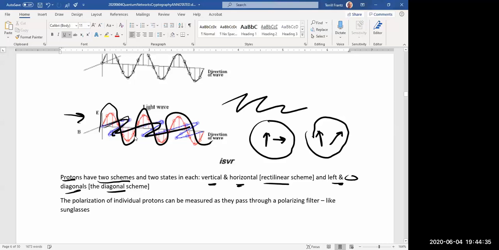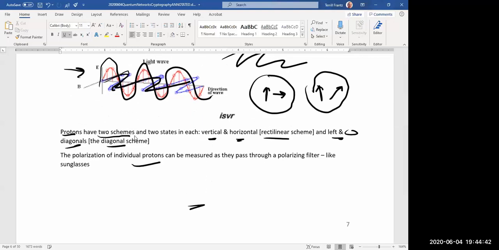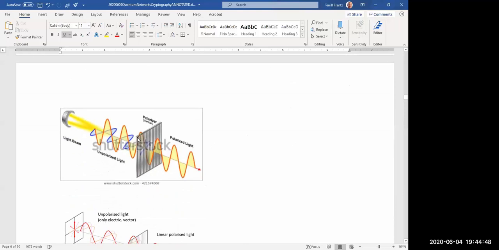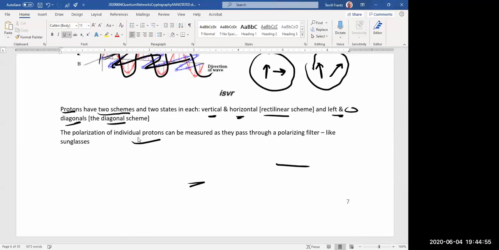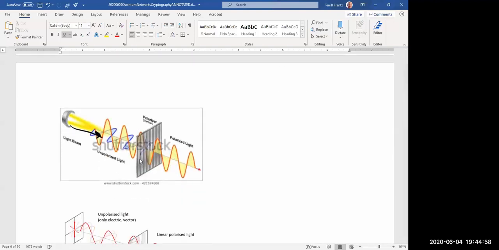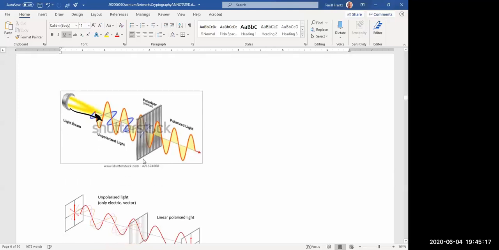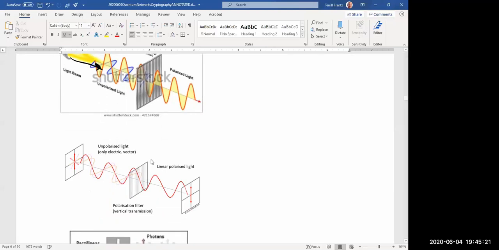So you can measure the polarization by having light go through a polarizing filter, which is essentially what your sunglasses are. So think of it as light going through in these two different schemes. And if I had a filter here, notice that it's up and down. So only the up and down light will come through. The light going in the other scheme will not get through that. Notice that, see, the blue does not get through. And this is essentially roughly how your sunglasses work.